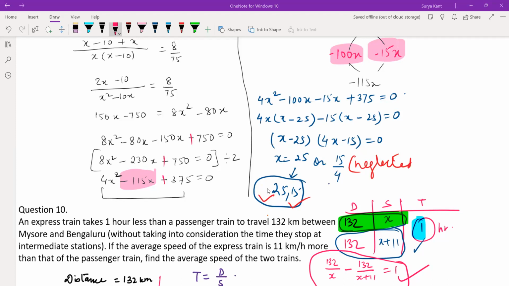So question number 10th. Just tell me the answer for x now.